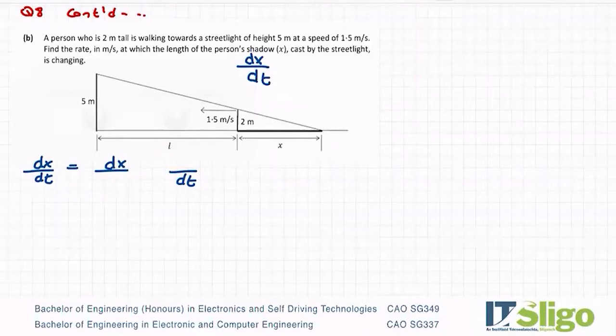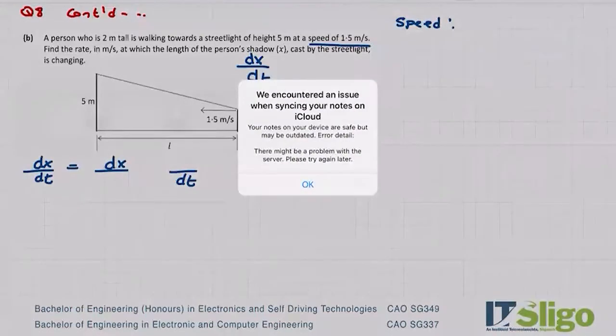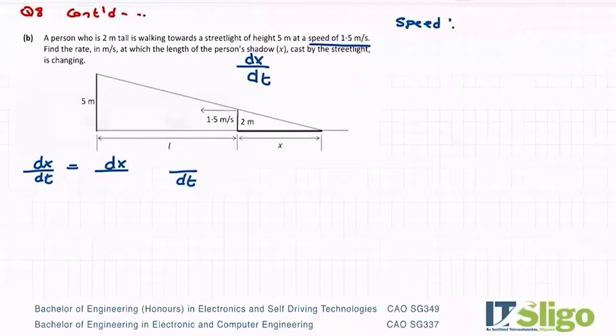So let's have a look now. A person who is 2 meters tall is walking towards a street light of height 5 meters at a speed of 1.5 meters per second. Anytime I see speed in a question like this, it can be two things. It could be distance, speed, and time, and therefore it becomes a calculus question, or it could be similar triangles.